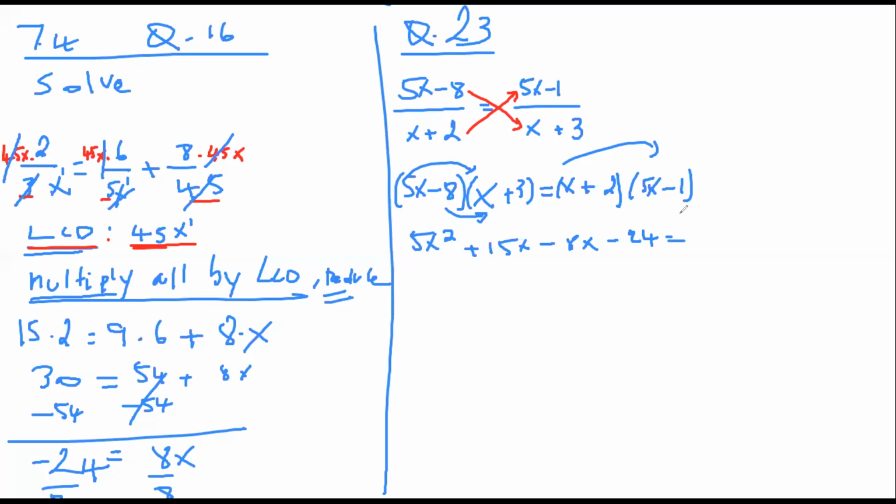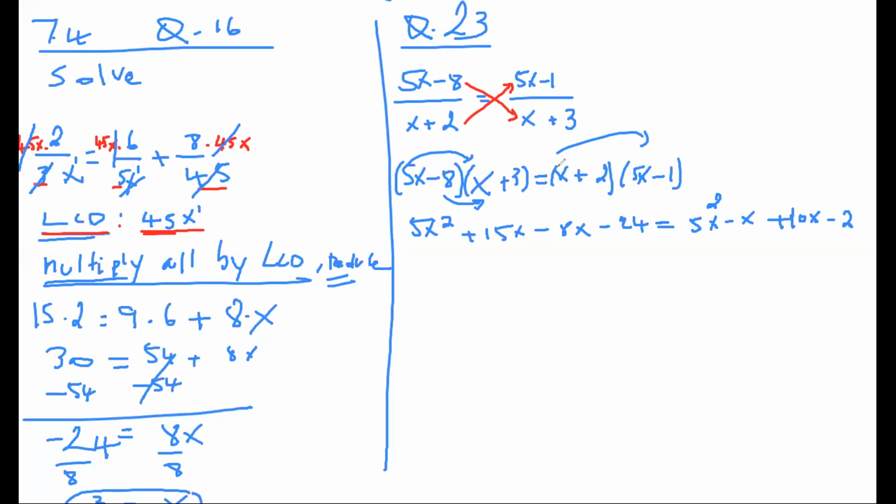So x times 5x will be 5x squared. x times negative 1 is negative x. Positive 2 times 5x, positive 10x. Positive 2 times negative 1 is negative 2. Good, so we distribute everything, add the powers, and be careful with the signs. Now we're going to combine like terms. So what combines here? We're going to combine these two.